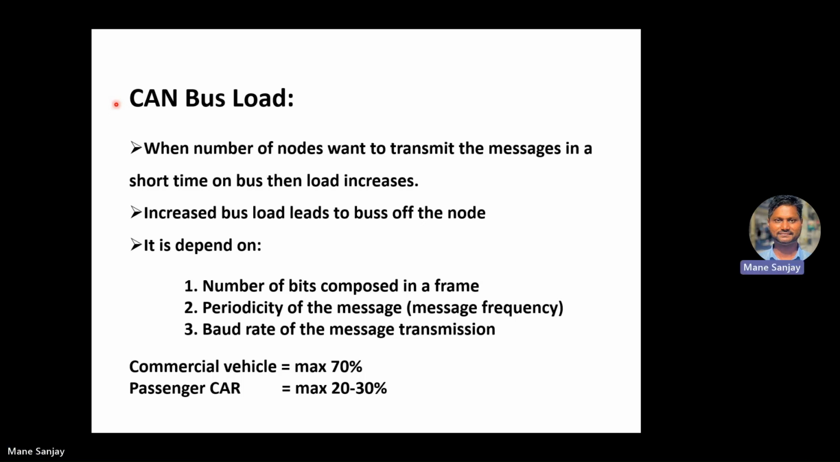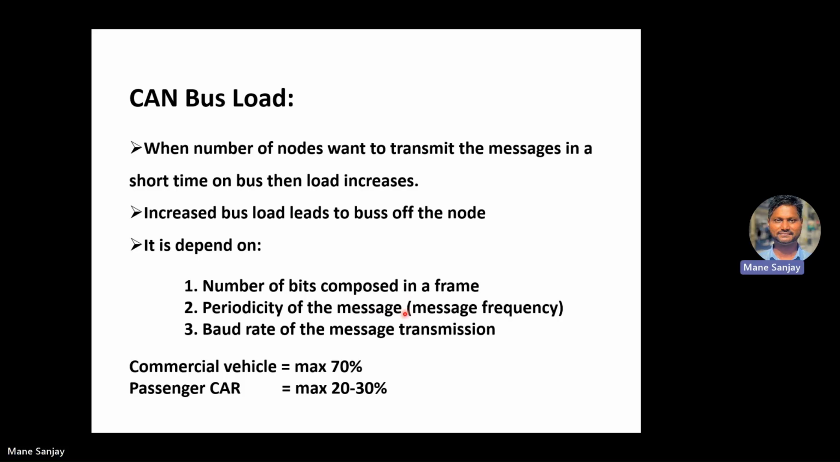When a number of nodes want to transmit messages in a short time on the bus, the bus load increases. Increased bus load leads to the bus off state, and bus off means one of the nodes, the ECU, will stop sending or even participating in the CAN communication. This is not a good sign, right? So what are the different factors it depends on? It depends on the number of bits composed into the frame. Whether it's a standard frame or an extended frame matters.